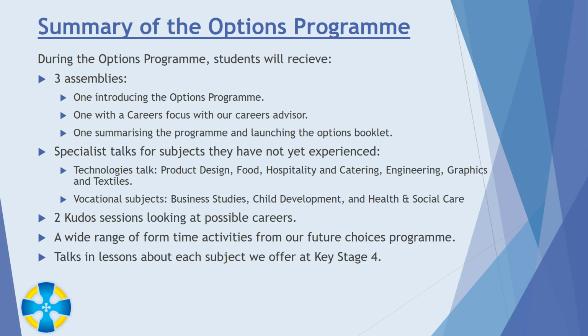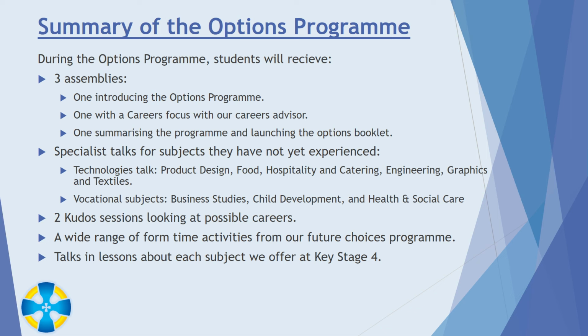So this is basically a summary of all the options programme which the students have completed or will complete. During the options programme, students will get 3 assemblies. They'll get 1 introducing the options programme, quite similar to this presentation I'm doing now. They will have an assembly with a careers focus from a careers advisor, giving a few tips on perhaps some of the thought processes to pursue particular careers or how to keep your options as open as possible. And one final assembly summarising the options programme and then launching the options booklet, which has all of the information from all the subjects.